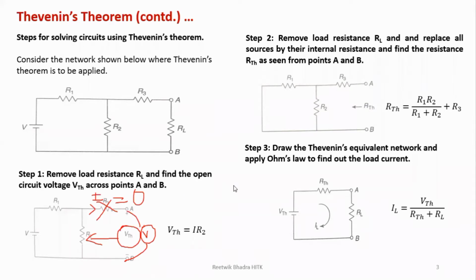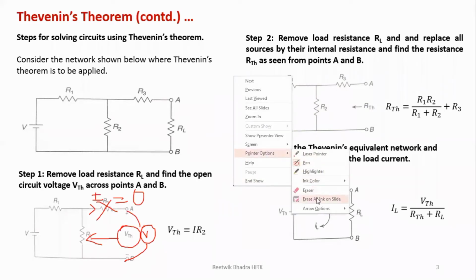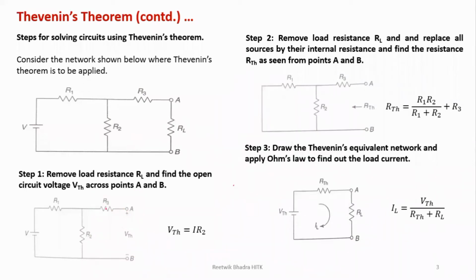But for now, for this diagram, since that part of the circuit is open, no current will flow across this, no drop will be there. So this is removed. So basically, this VTH is appearing across over here only. VTH is across this R2 only. So that's why we are taking R2.